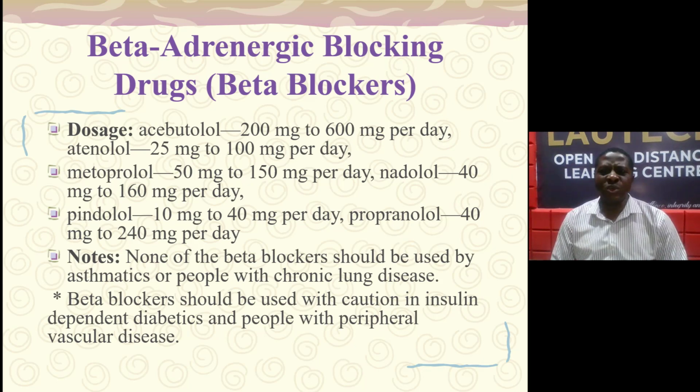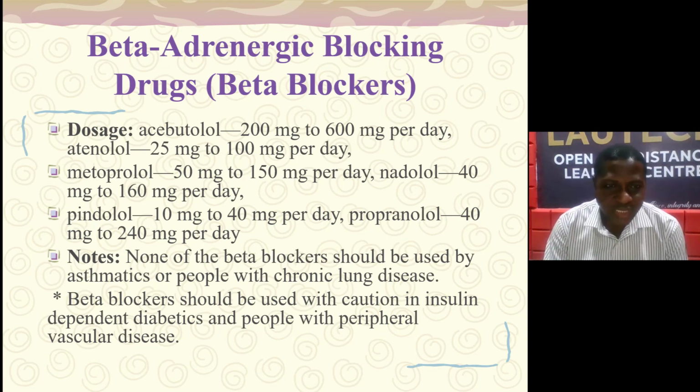So beta blockers should be used with caution. Insulin dependent diabetes and people with peripheral vascular diseases. Yes, this is another important information that we need when it comes to the use of beta blockers, because we have to be cautious. Patients who are insulin dependent diabetics and people with peripheral vascular diseases.